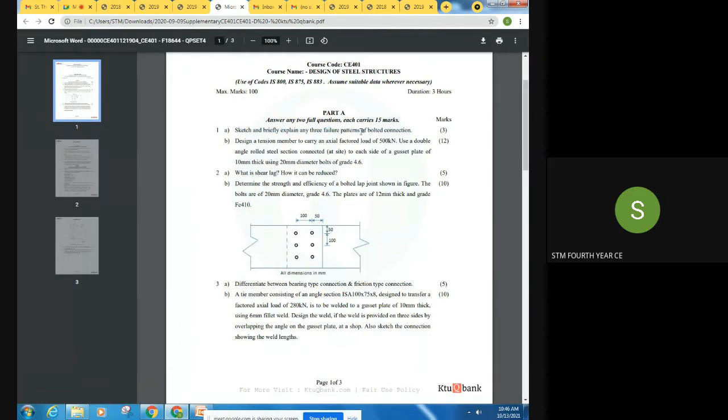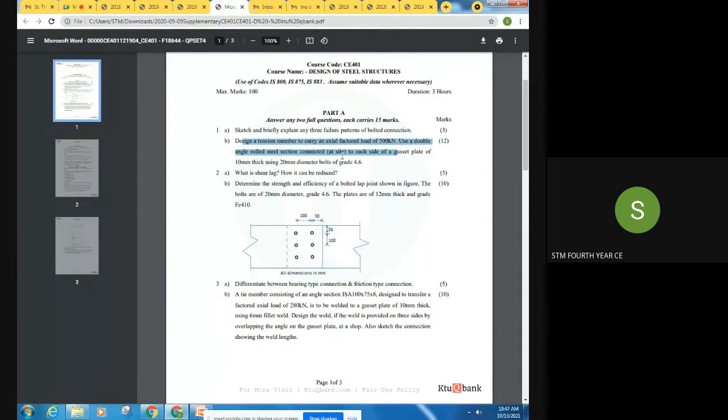So this is a failure pattern for bolt. So here you need not explain the failure pattern for plate. Okay, and design tension member. Design a tension member to carry an axial load. So axial load is given. You have to design it as a double angle rolled steel section connected to each side of gusset plate of 10 mm thickness. Okay, so this is a design problem from the tension members.